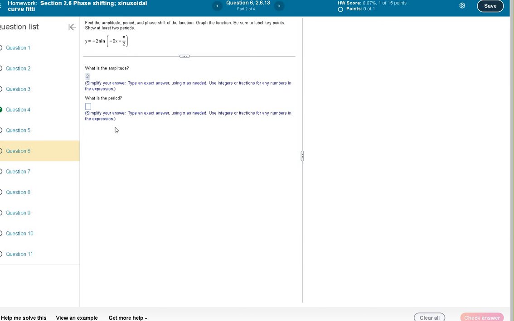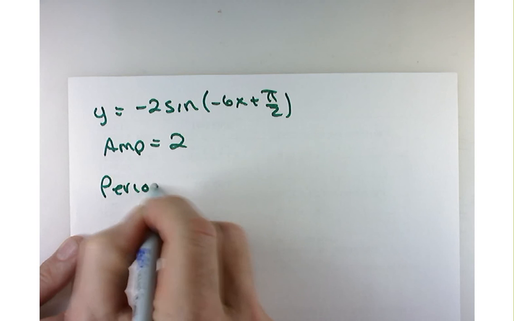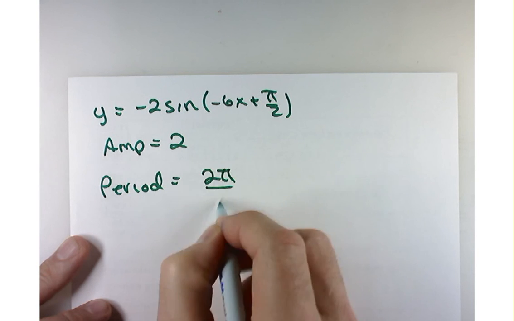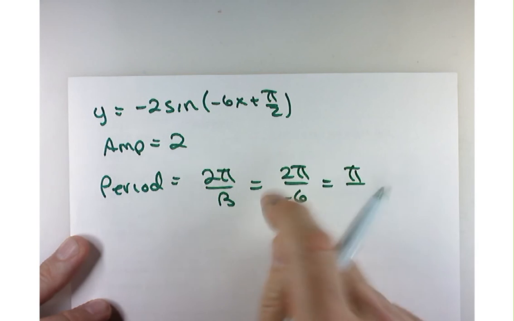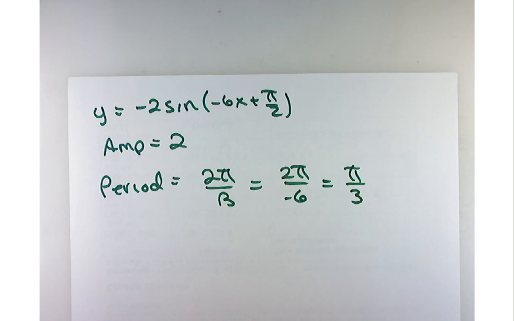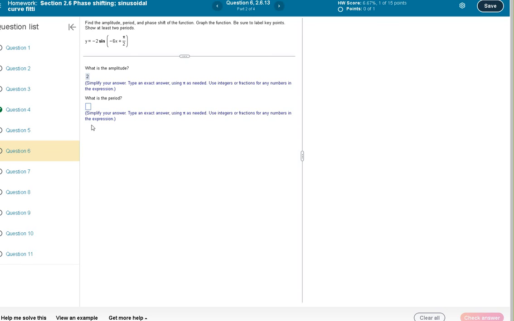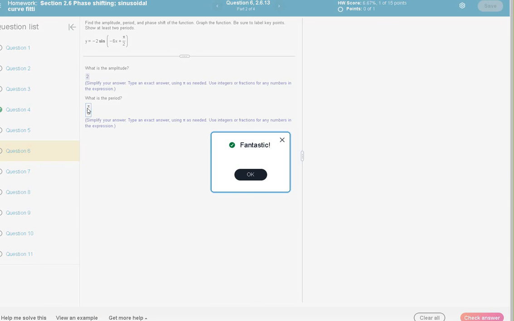What's the period? Well, the period equals 2 pi divided by b, which is 2 pi divided by -6. I don't think that the negative is really going to come into play here. The 2 cancels, leaves me with pi over 3. Now the cool thing about your homework is that you can just type in p followed by i, and it should give you the number pi, pi divided by 3. All right, fantastic, we're on a roll.